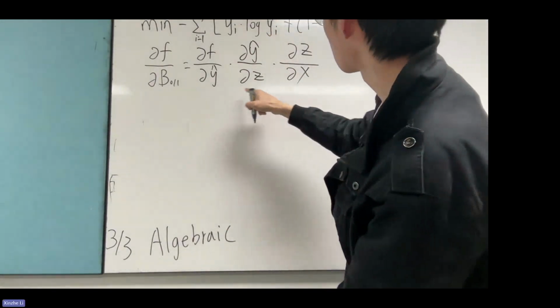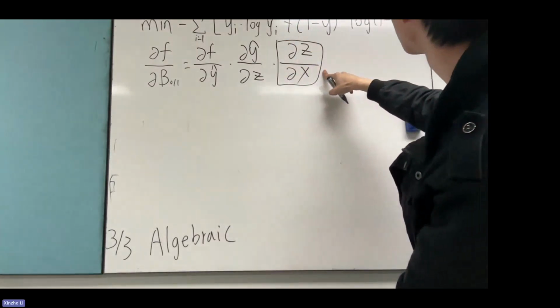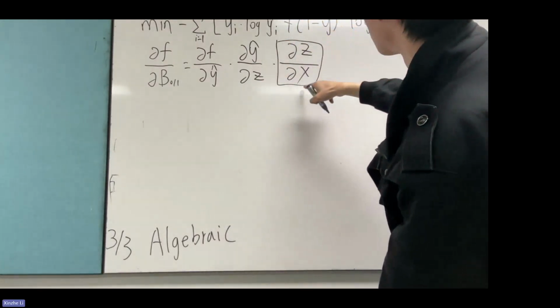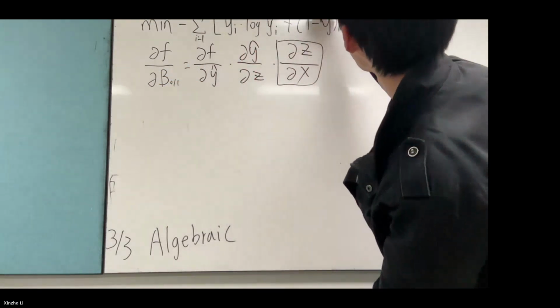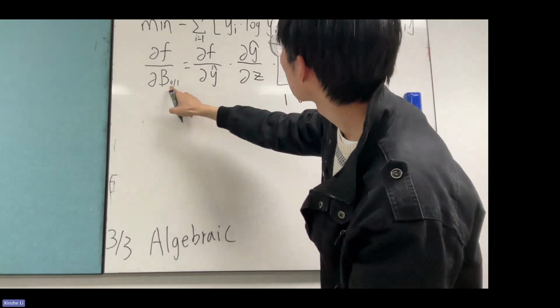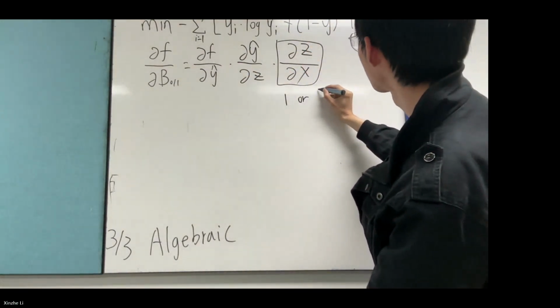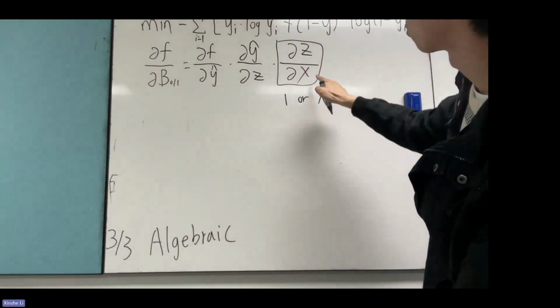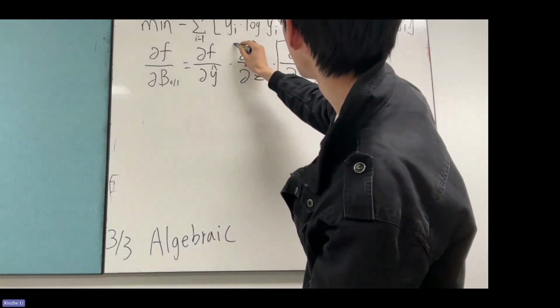So let me resolve it one by one. Firstly, let me resolve this. This is the easier part, right? Because it's a linear function. For beta 0, it would be 1, because the constant is 1. For beta 1, it will be x, because the coefficient is x. So now we have resolved this.